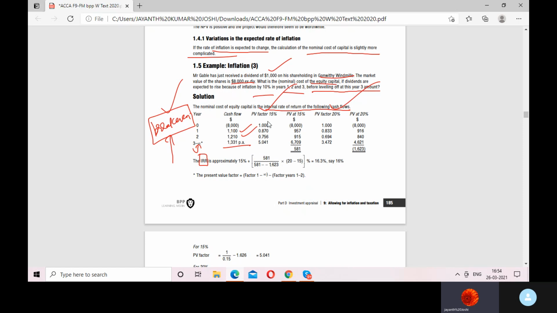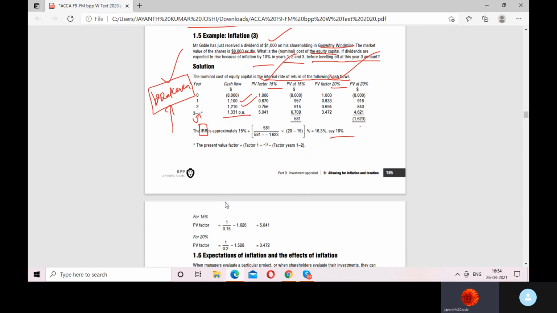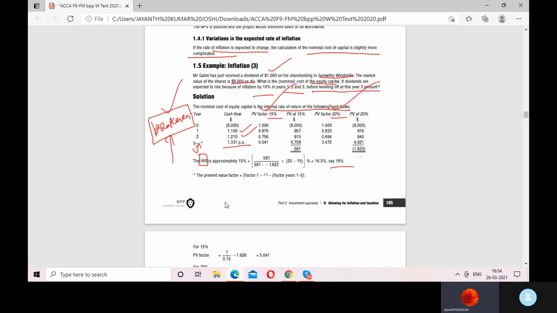So at 15%, at 20%, this you can take randomly. This is the trial and error method. You can take anything to find out your IRR. So how did you take the present value factor for this year? So 15% factor 1 to infinite. From 1 to infinite, you remove factors 1 to 2. You want 3 to infinite.